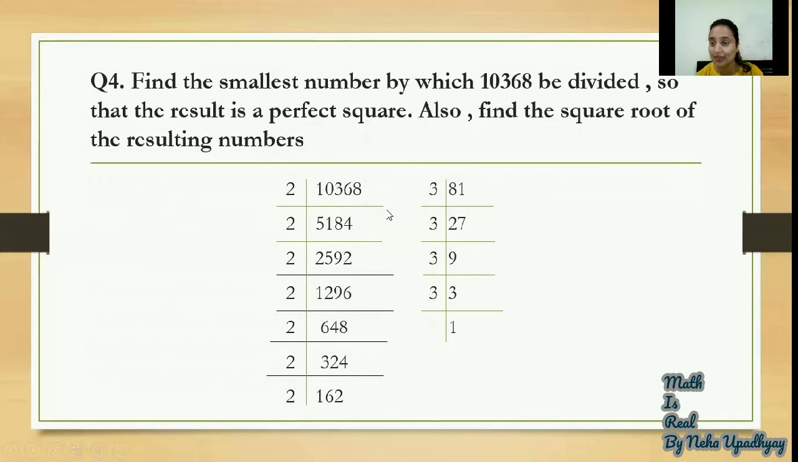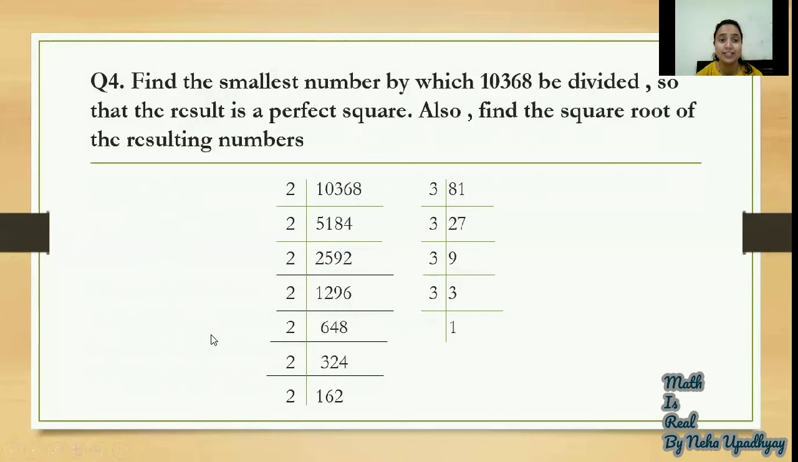So what I am doing, I am dividing this term by 2, and whatever comes as the answer is written here. Again, I am dividing this term by 2, and the answer is written over here. Similarly, I keep on dividing till the term is 1. And why am I choosing 2? First of all, it's an even number, and we are using the method of prime factorization. 2 is a prime number, then 3 is a prime number, then 5 is a prime number, then 7 is a prime number. So I'll use these terms to find the prime factors.